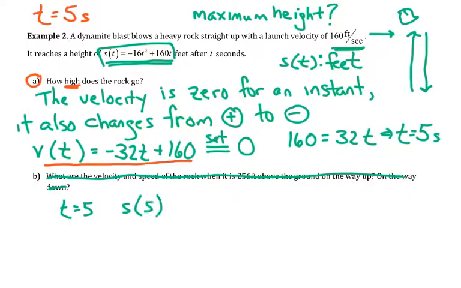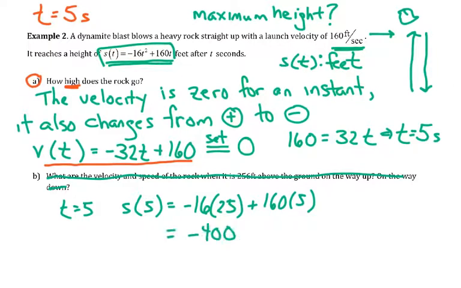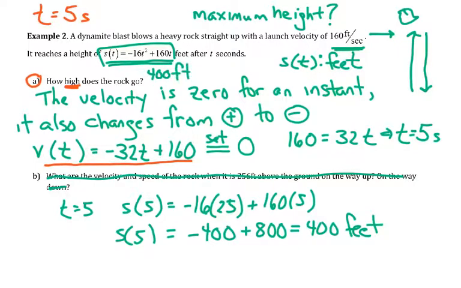What is the position? 5 squared is 25. So do this calculation, and we will see that at t equals 5 seconds, the position is 400 feet. So that is the answer to the first question. How high does it go?